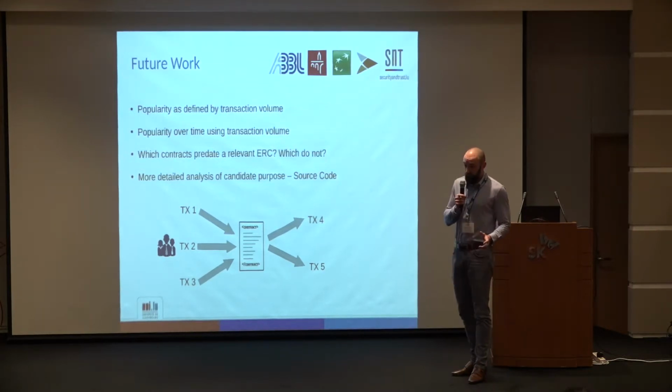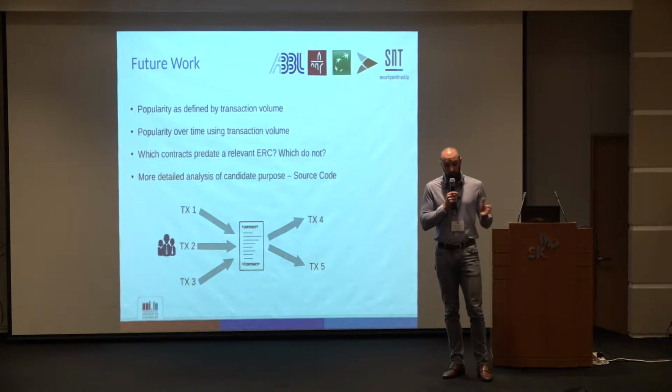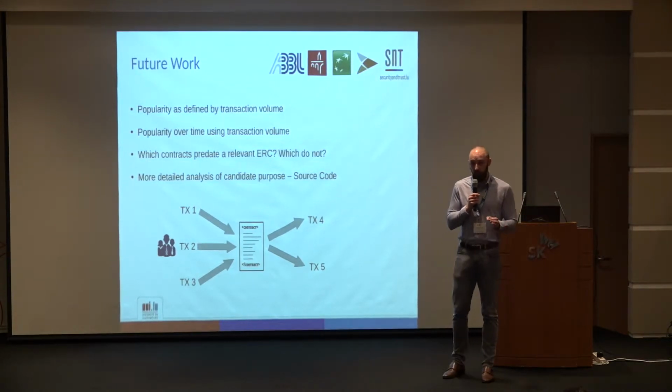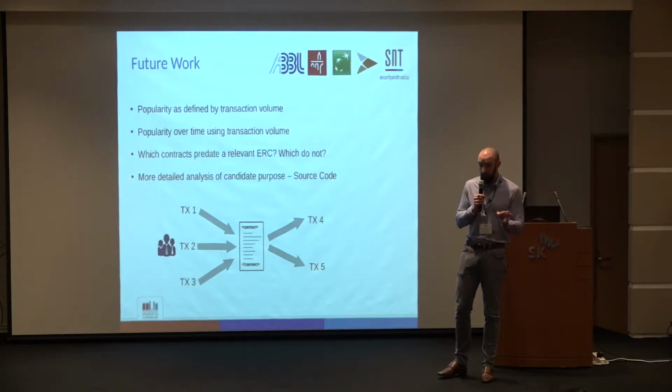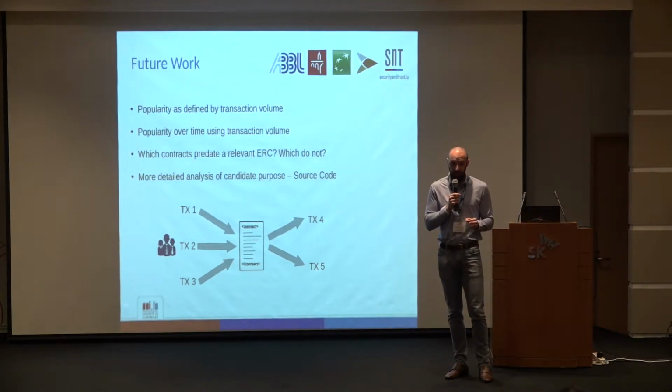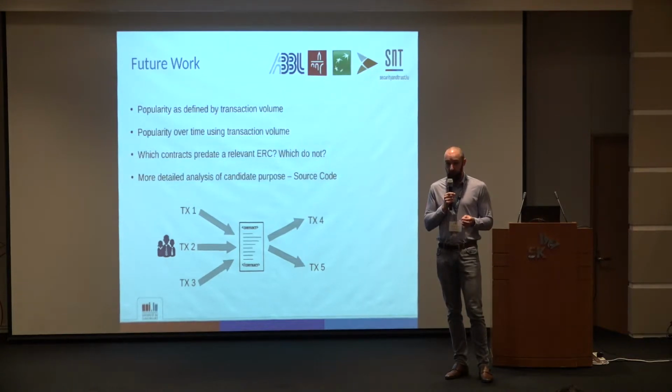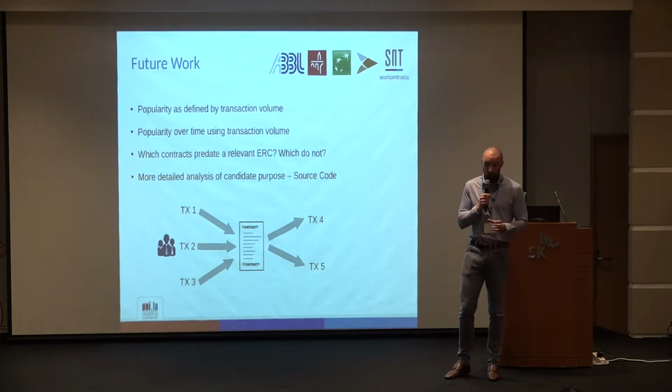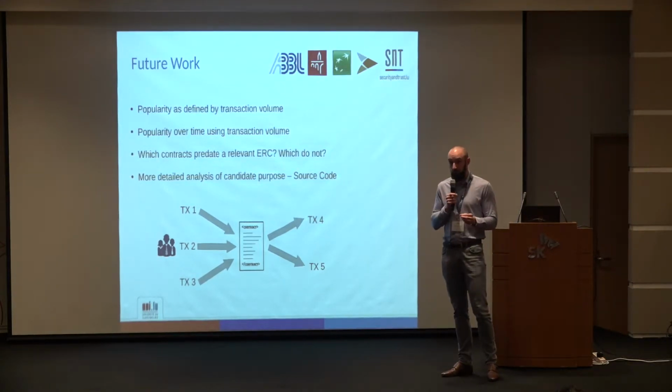And the last one is kind of a temporal one. Here we just take these 1.5 million contracts, remove duplicates and work with them. So we're not looking at whether these contracts existed before or after relevant ERCs. So if you have ones to do with crowdfunding, things like this, is there an ERC, do they exist before an ERC that has the same topic, or do they exist after it? And again, this would help us refine what is a candidate and what isn't.